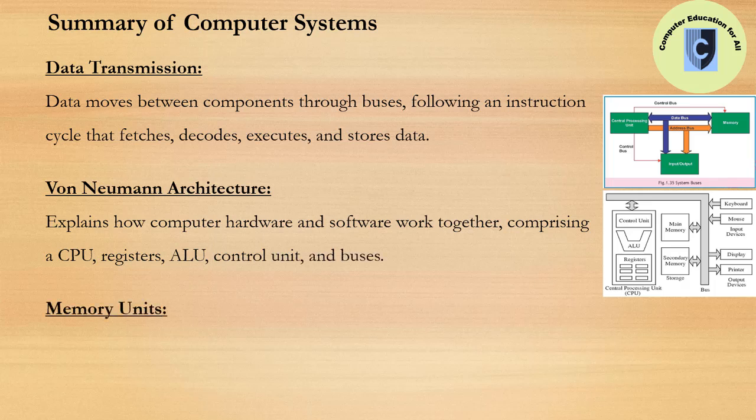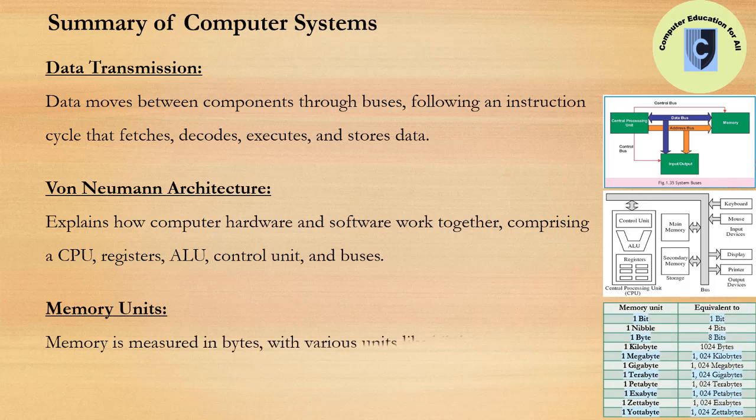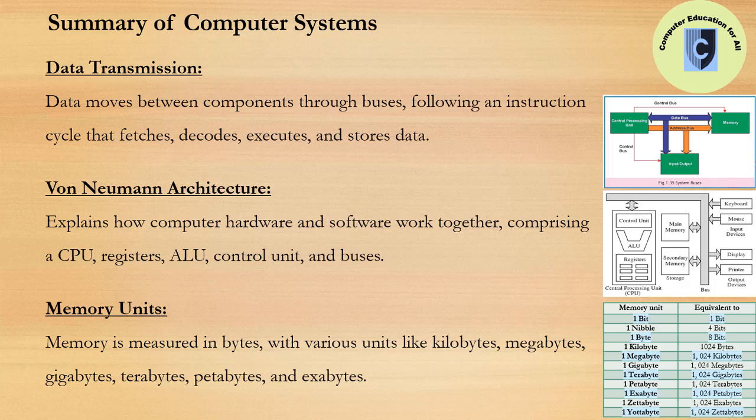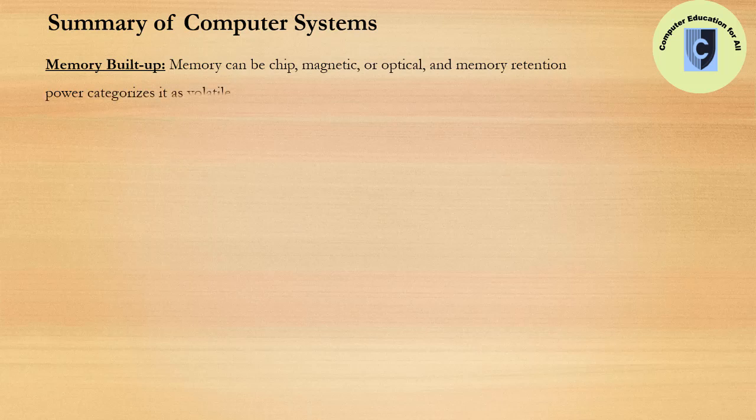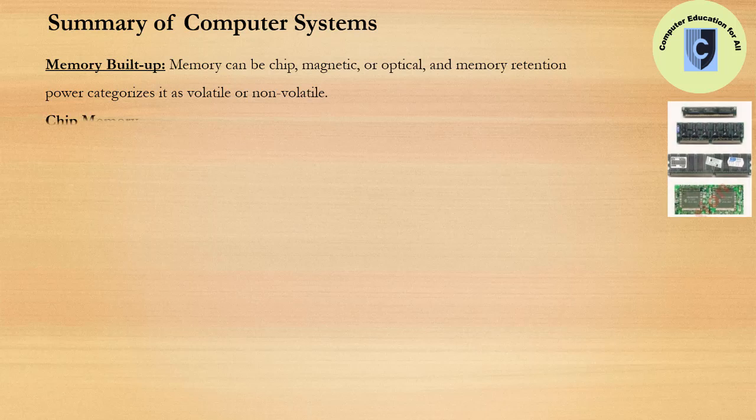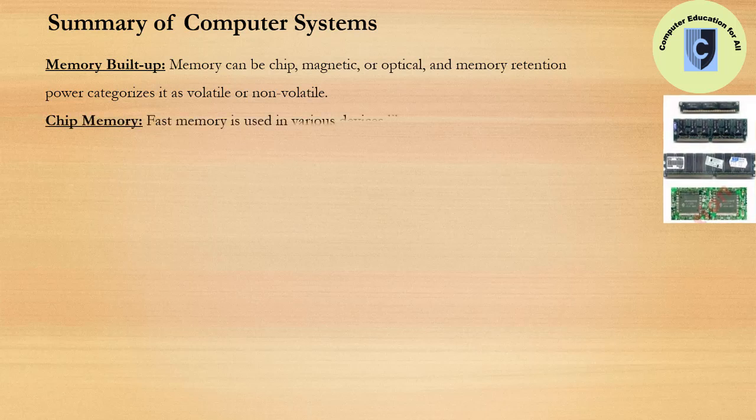Memory units. Memory is measured in bytes, with various units like kilobytes, megabytes, gigabytes, terabytes, petabytes, and exabytes. Memory build-up. Memory can be chip, magnetic, or optical, and memory retention power categorizes it as volatile or non-volatile. Chip memory. Fast memory used in various devices like RAM, ROM, cache, and SSDs.